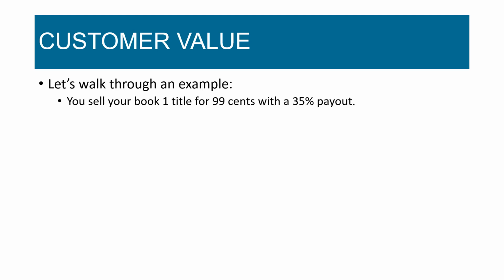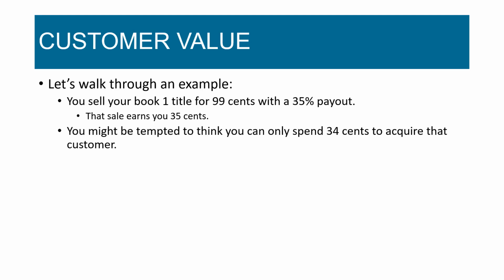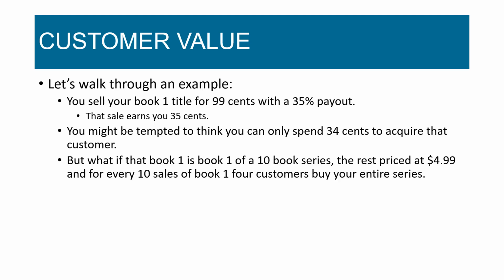So let's look at an example here that's somewhat extreme, but it gives a good illustration of what I'm talking about. Let's say in both situations, you sell your book 1 title for 99 cents. On Amazon, unless it's a countdown deal, that's going to be a 35% payout. So that sale, viewed in isolation, earns you 35 cents. That's not a lot to work with. And a lot of people make the mistake of thinking, well, then all I can spend to acquire that customer is 34 cents.